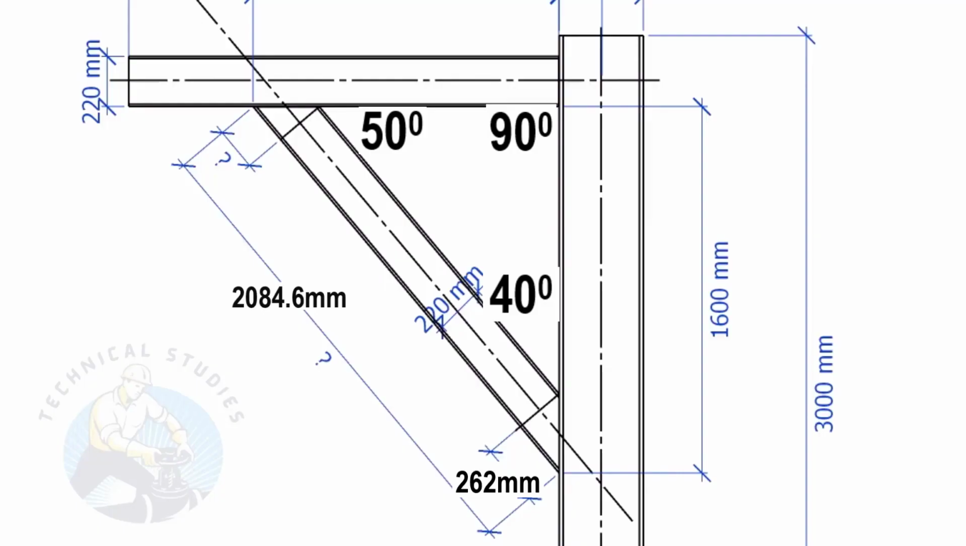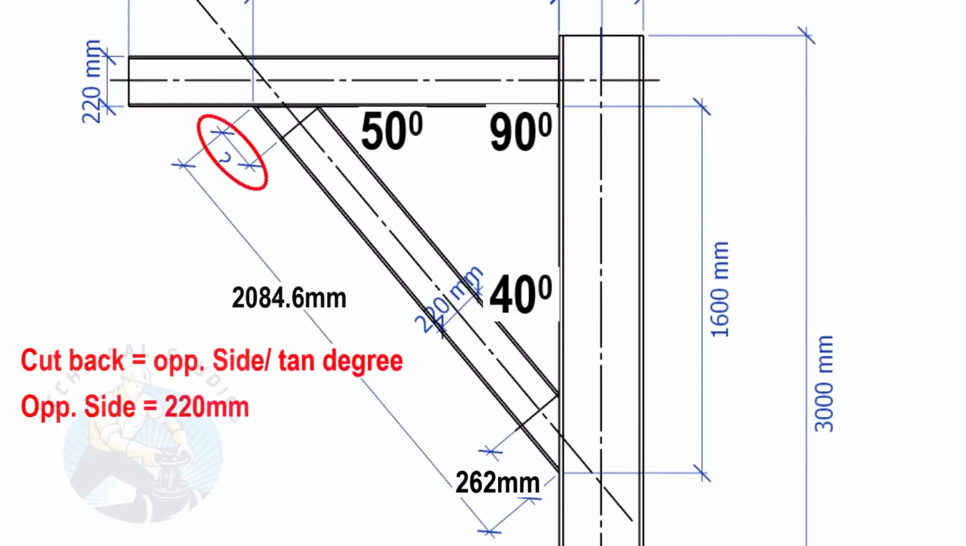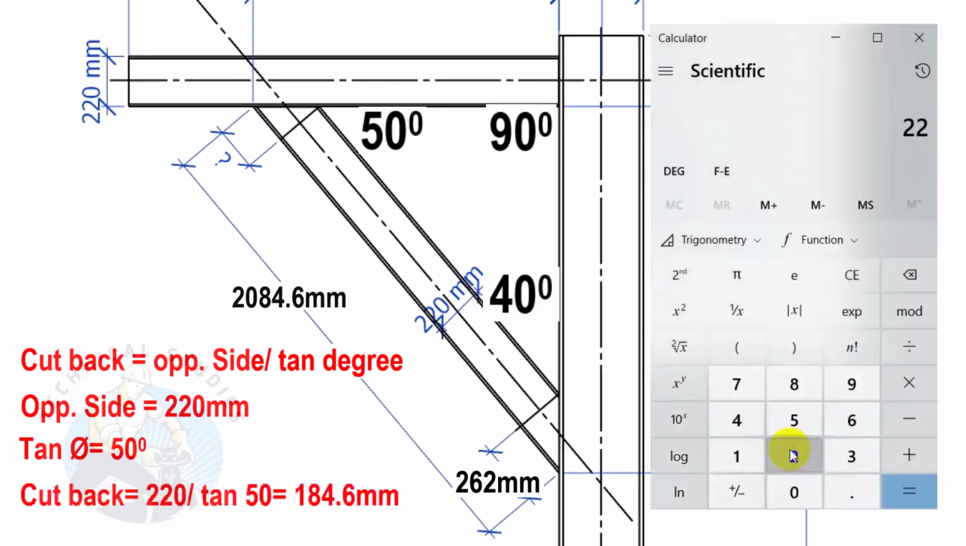Apply the same formula to calculate this cutback. Here, the opposite side is 220 mm and the tan angle is 50 degrees. Cutback equals 184.6 mm.